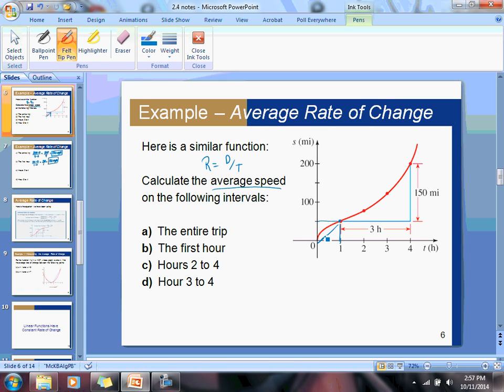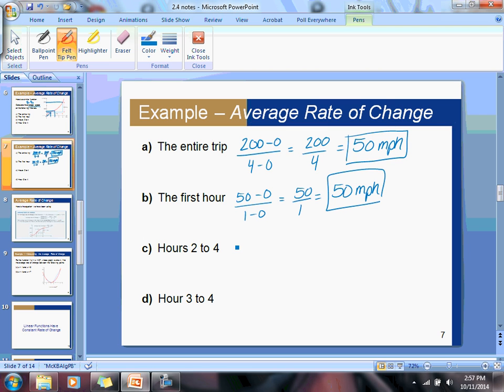From hour 2 to hour 4, okay, so hour 2 is right here. Hour 2 looks to be maybe about 75. And hour 4, that's where our trip ended, so that's 200. Okay, so we went from 75 to 200 miles, and it took us 2 hours to do that. So we went a total of 125 miles in 2 hours. So that is actually 62.5 miles per hour.